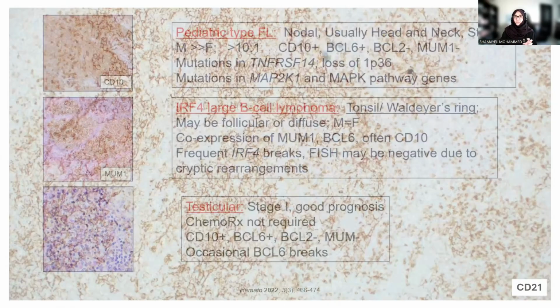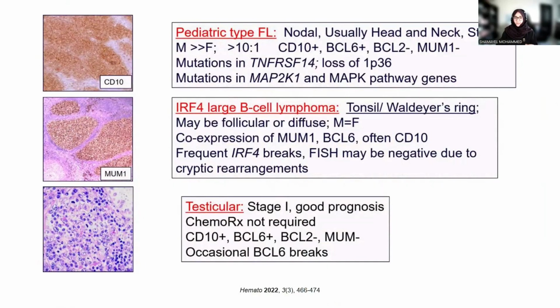So when you are faced with this kind of morphology in a young patient, you think of pediatric type follicular lymphoma, you think of IRF4 large B-cell lymphoma. This is why we do MUM1. If you have a similar case with MUM1 and CD10 positivity, always think about IRF4 large B-cell lymphoma. And if you have access to FISH or studies for IRF4 translocation, send it for IRF4 translocation. The other differential, if in the testicular area, there's also a subtype that is testicular type follicular lymphoma.